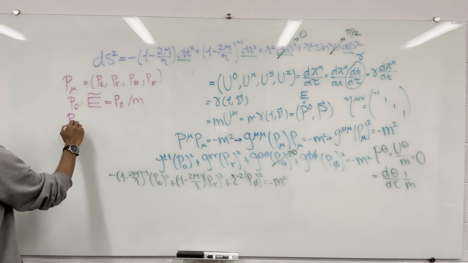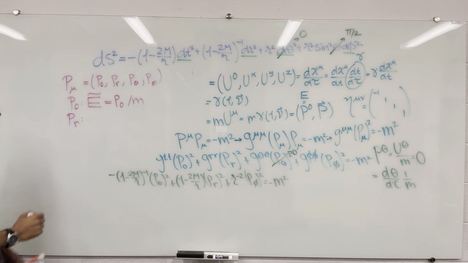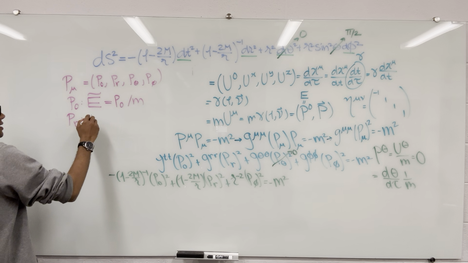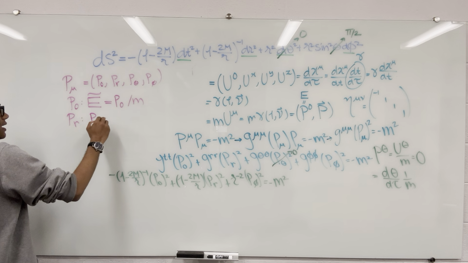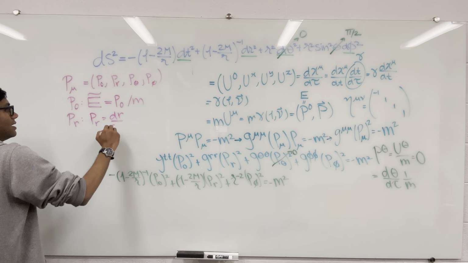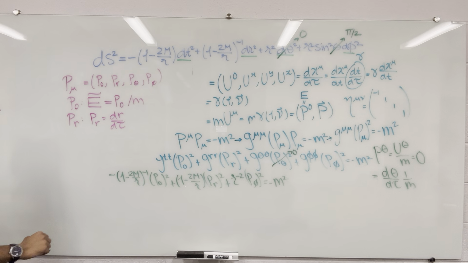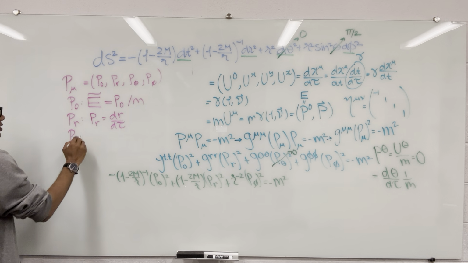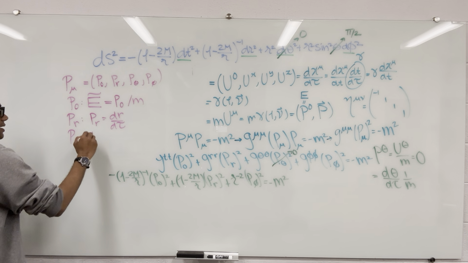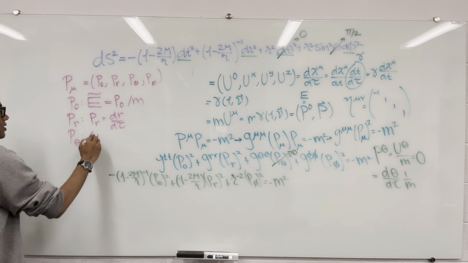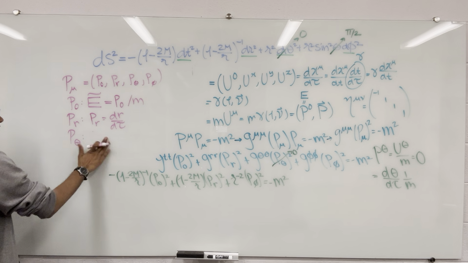What about p_r? Well, p_r is the radial component, and that will be changing. So let's see, I can write p_r as maybe just dr/dτ. What about p_θ? Well, for a particle that's orbiting in the equatorial plane, theta is going to be fixed as π/2. So, in fact, let me just write it.